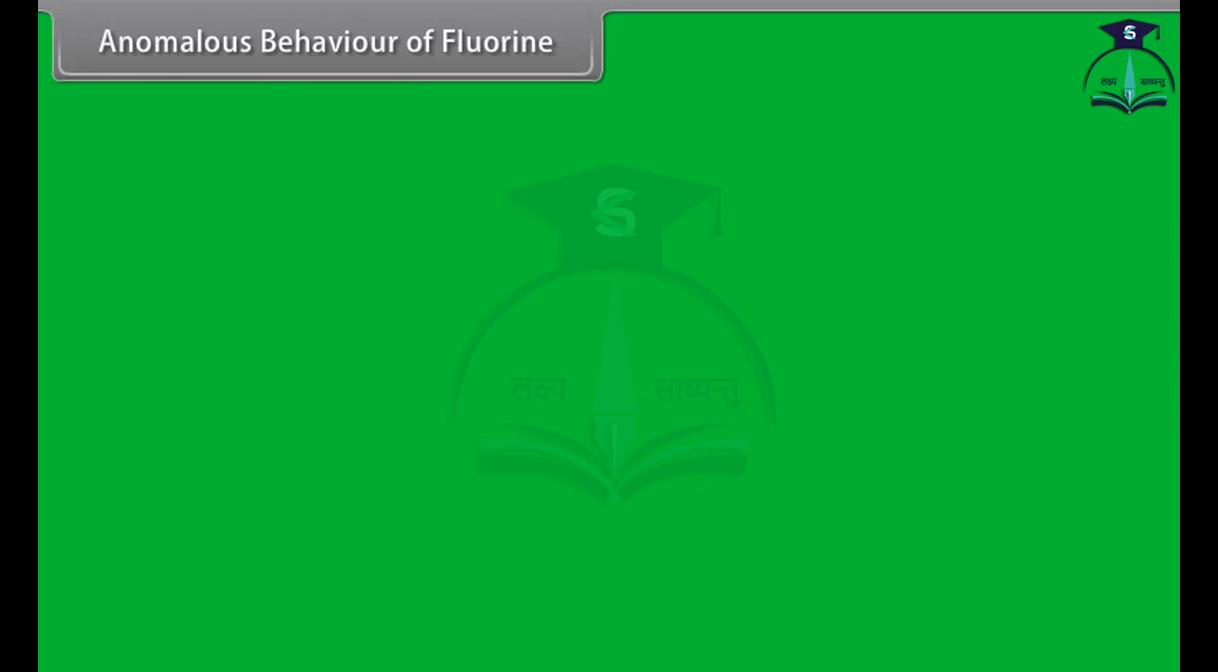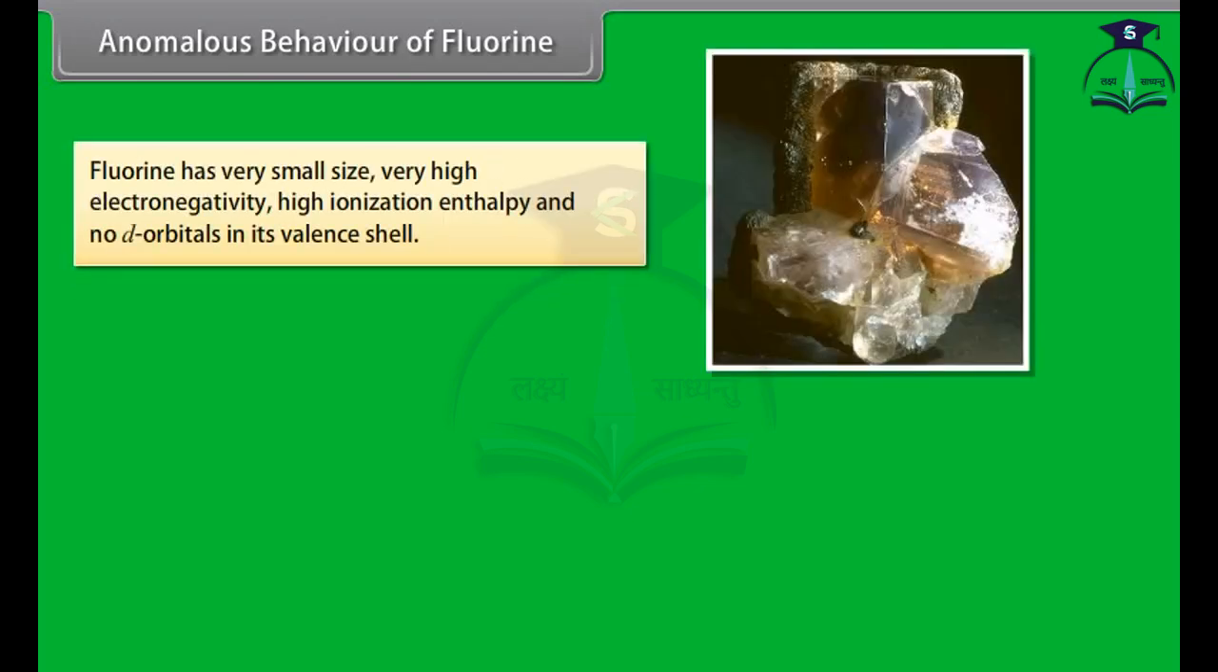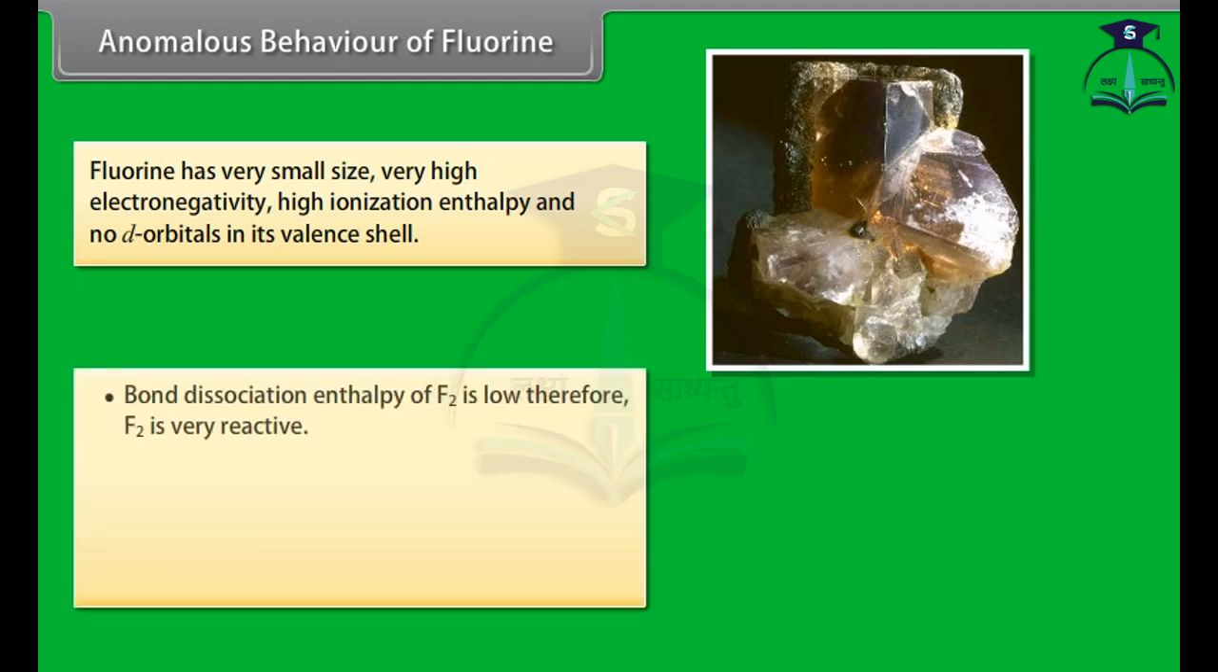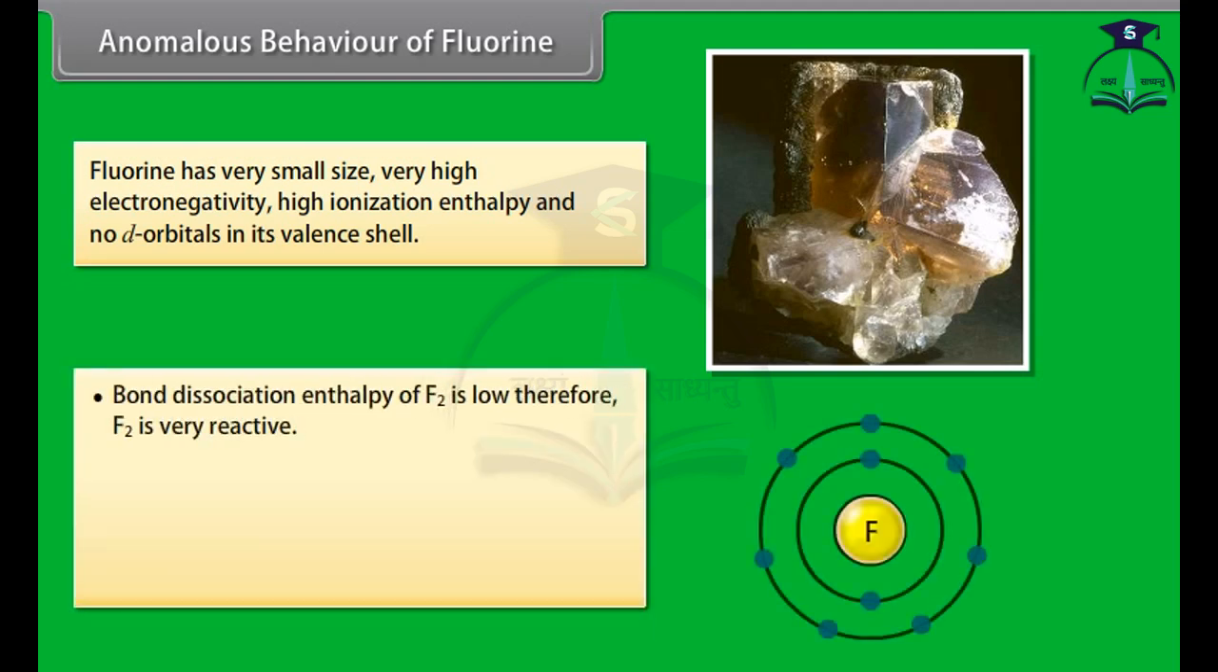Anomalous behavior of fluorine. Fluorine has very small size, very high electronegativity, high ionization enthalpy, and no d orbitals in its valence shell. It exhibits some different behavior from other elements in the following ways. Bond dissociation enthalpy of F2 is low. Therefore, F2 is very reactive.